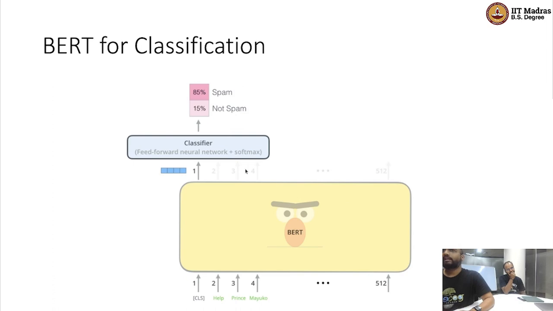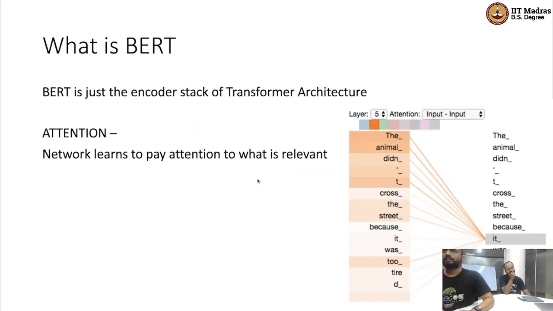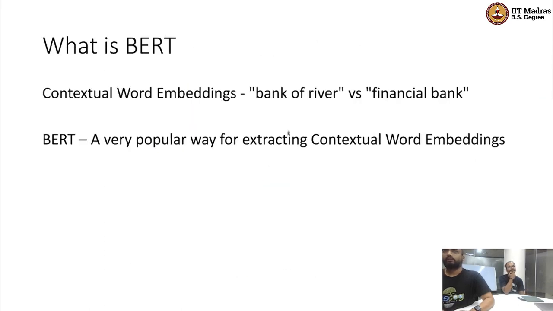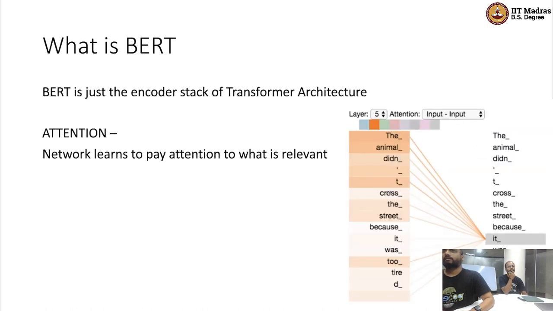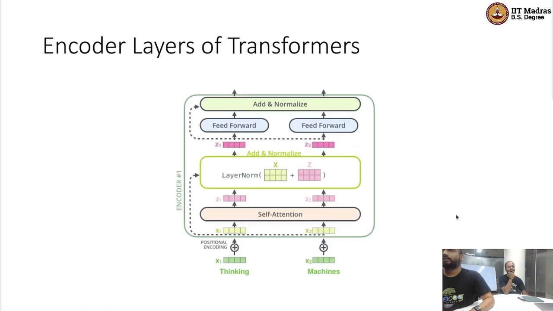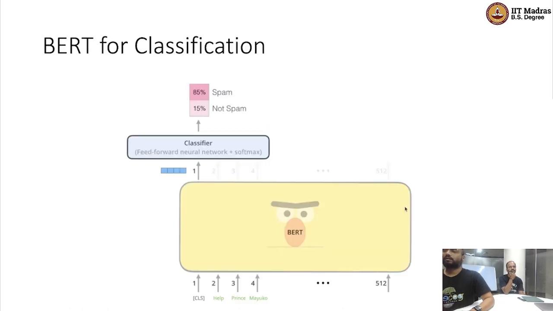Why is it better than TF-IDF or word2vec and that particular family? These are the reasons that we already saw. It is contextual in nature, and it tries to encode this phenomenon called attention. All of these reasons are what is driving the success of models like BERT and the family of BERT.